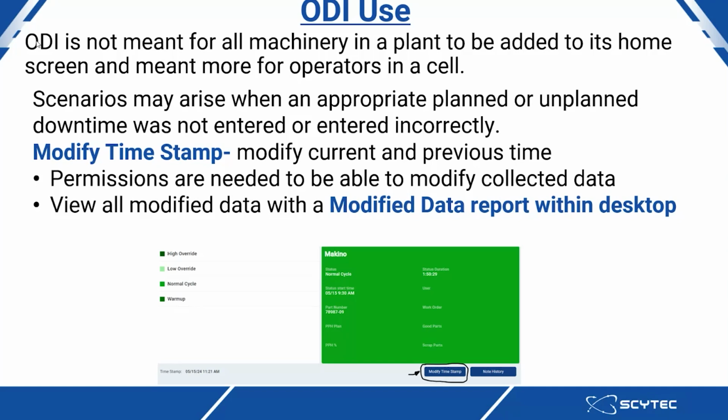Some of the other ODI usage that we advocate for here at Scytec is to have the best OEE information available, and you can get that via the modify timestamp for a status that could be entered incorrectly or not at all. You can go and click that modify timestamp and retroactively change a reported machine status so that your OEE information is correctly reported. Permissions are also needed to be able to modify the collected data. That is something I discussed last month with some of the managerial usage and features for Scytec DataXchange.